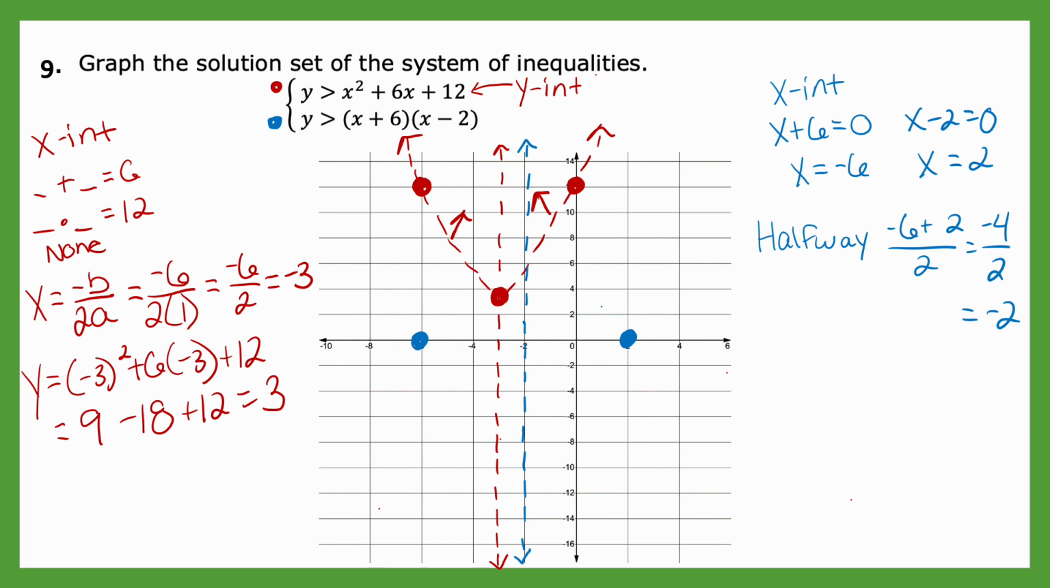To figure out where our vertex exactly is, we're going to plug -2 back in. So that would be -2 plus 6 times -2 minus 2. That's 4 times -4, which is -16. Okay, so our vertex is at (-2, -16). So it's all the way down here.